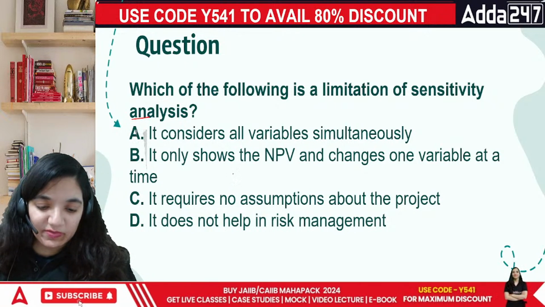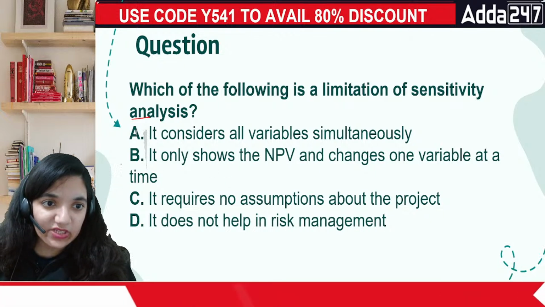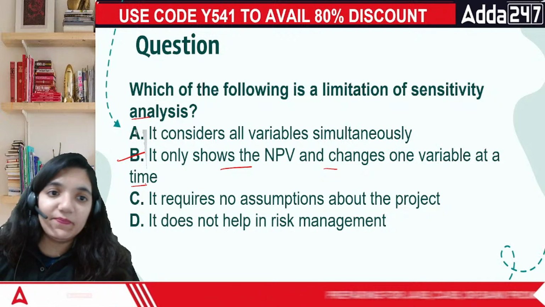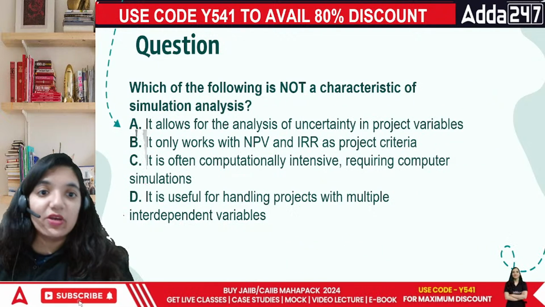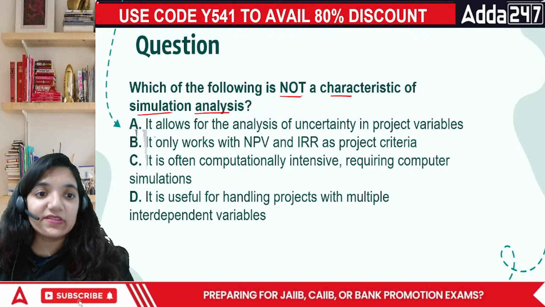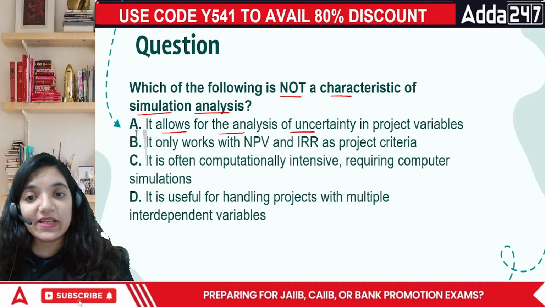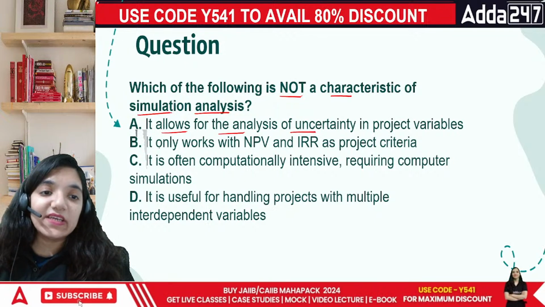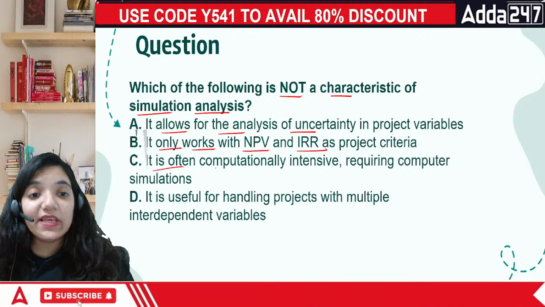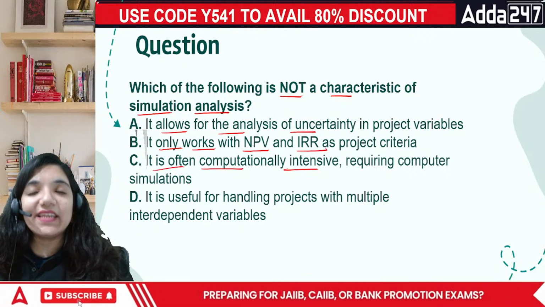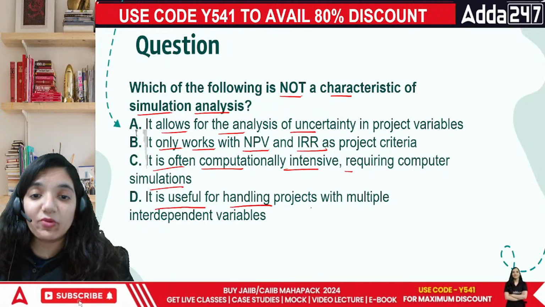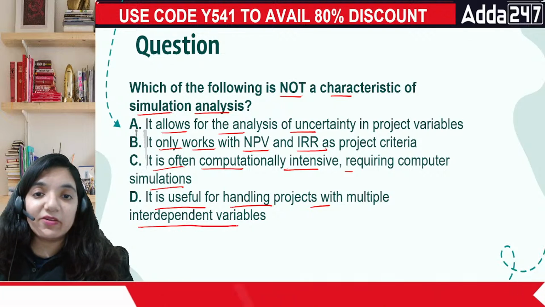Now in this case, what's going to be the answer, everyone? The answer in this question is actually B. It only shows the NPV and the changes in one variable at a time. Next question. Which of the following is not a characteristic of simulation analysis? It allows for the analysis of uncertainty in project variables. It only works with NPV and IRR projects. It is often computationally intensive, requiring computer simulations, or it is useful for handling projects with multiple interdependent variables.